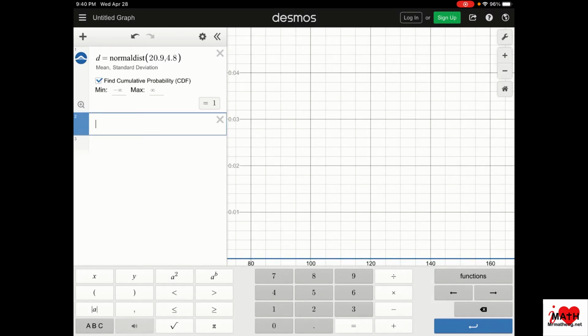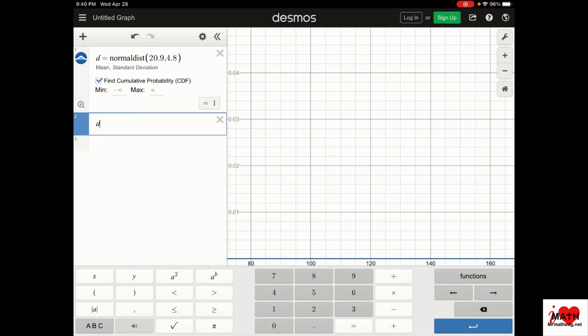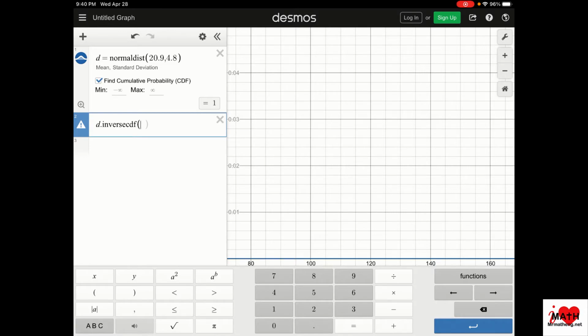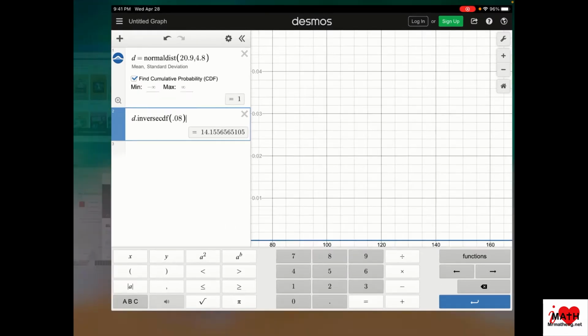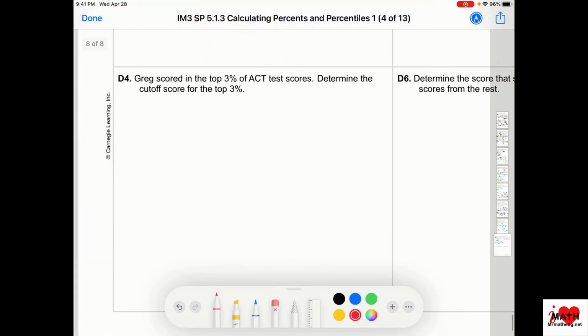Then, if we type in D period, functions, distribution, inverse CDF in the bottom right, then we're going to just type in the 8%, and then you will see your answer there, 14.16. We need a score right there of 14.16. Okay, let's go ahead and go to D4.